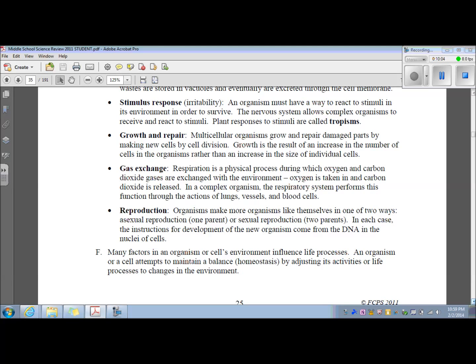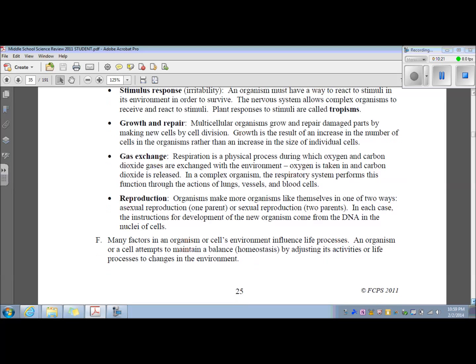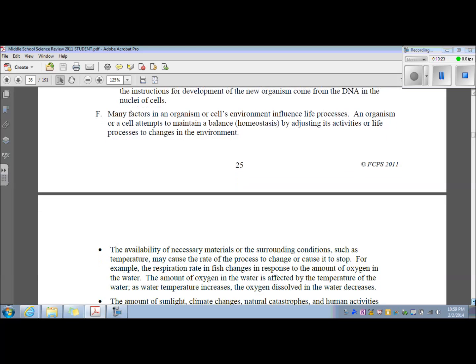Reproduction. Organisms make more organisms like themselves in 2 ways. Asexual reproduction, which has 1 parent, or sexual reproduction, which has 2 parents. In each case, the instructions for development of the new organism comes from the DNA in the nuclei of cells.